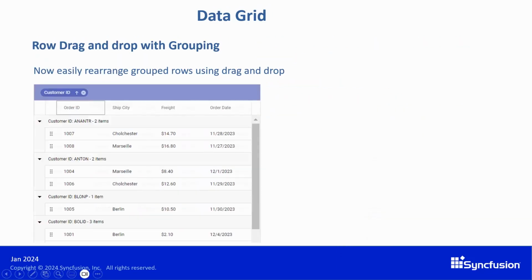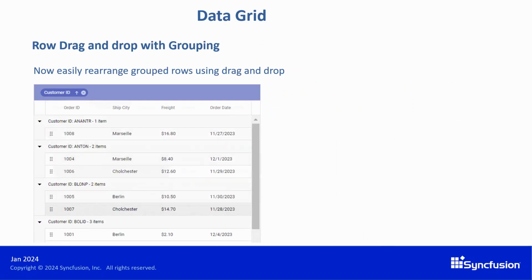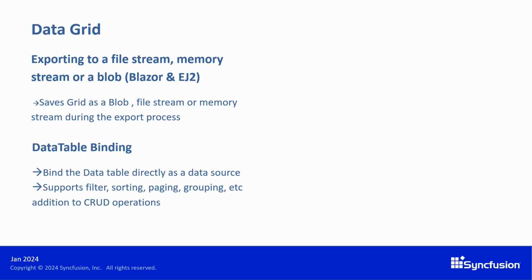Now you can easily rearrange the group data between rows simply through drag and drop option. The next update is you can now export the data grid to a memory stream, file stream, or blobs during the export process. Now you can directly bind a data table as a data source to the data grid. That's all about the updates in data grid.